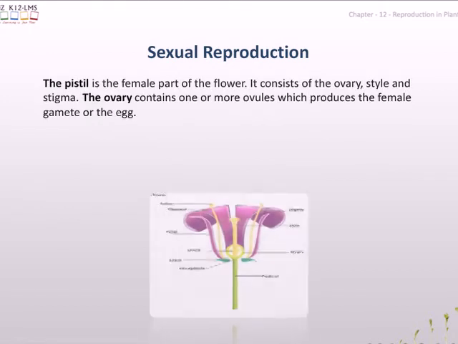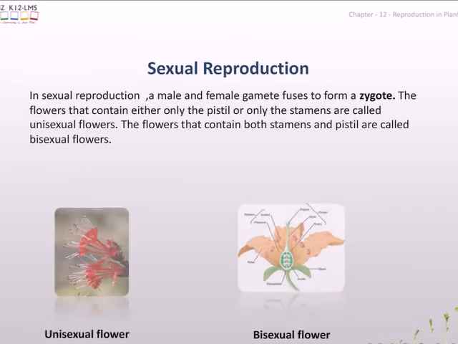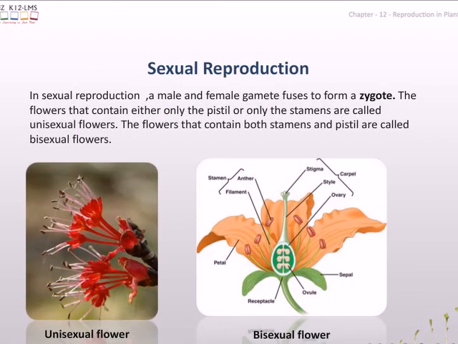The pistil is the female part of the flower. It consists of the ovary, style, and stigma. The ovary contains one or more ovules which produce the female gamete, or the egg. In sexual reproduction, a male and female gamete fuse to form a zygote.